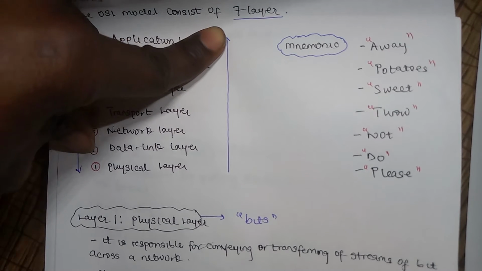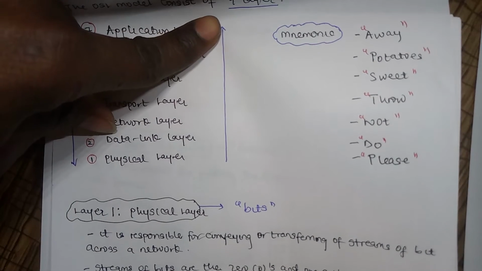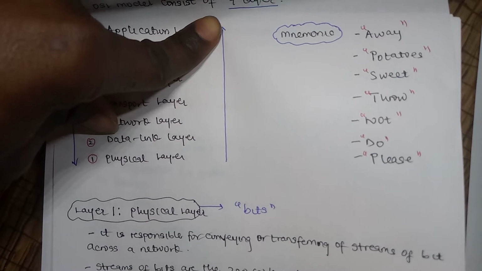Now let me tell you more about what the physical layer is. The physical layer is responsible for conveying or transferring streams of bits across a network. Every piece of information we know of, even though we might not be able to see it, consists of zeros and ones. Your songs consist of zeros and ones. Videos consist of zeros and ones.